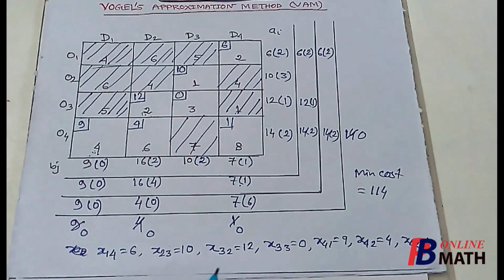So this is the required initial basic feasible solution. Remember again, this may not be the final optimal solution. This is only the initial basic feasible solution. In the next part, we shall learn how to find the final optimal solution.